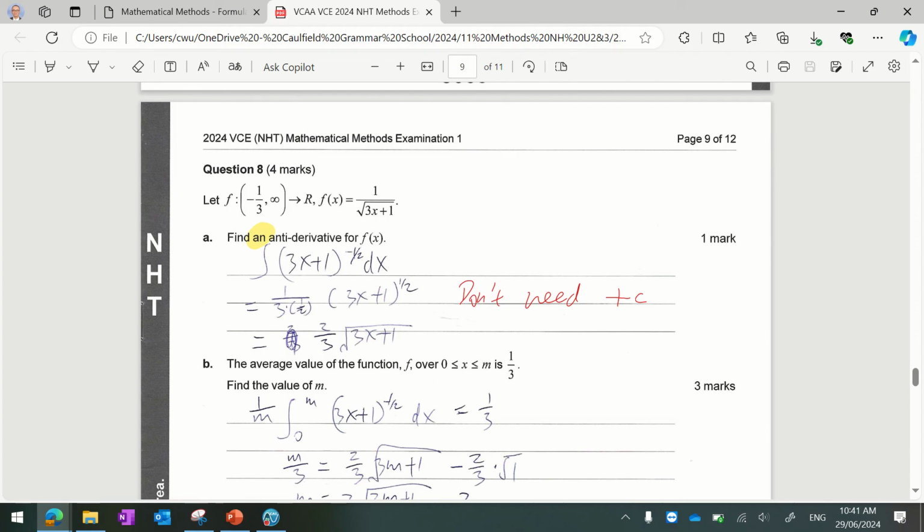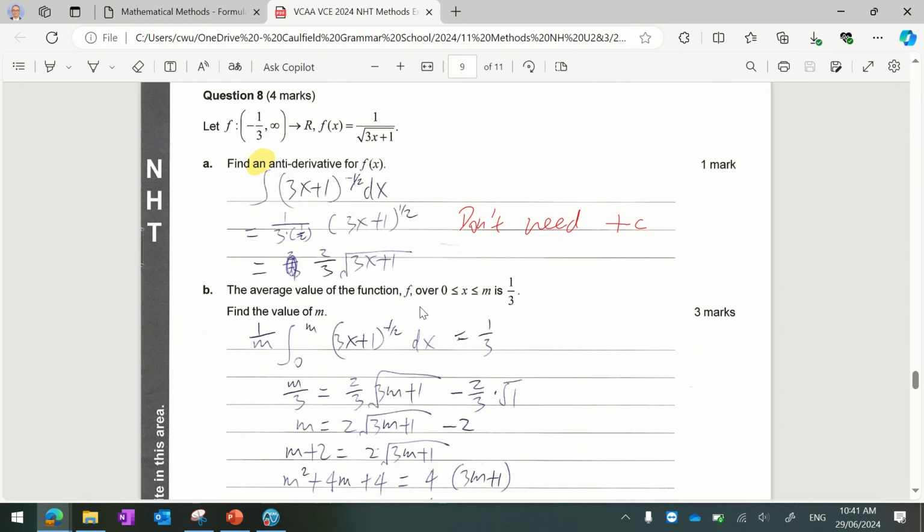The question is saying find an antiderivative. So it needs a particular specific case, which means you could write +1, you could write +2, you could write -5, you could write minus pi, you could write plus e. They all work. It is an antiderivative, so I'm just using +0.